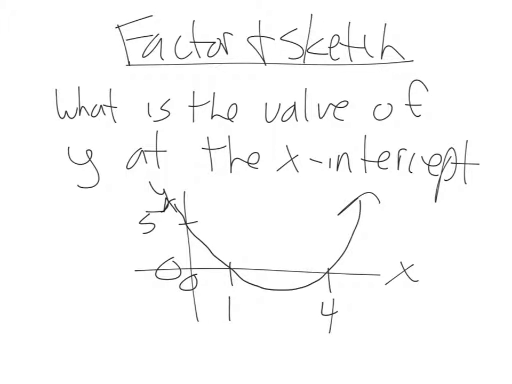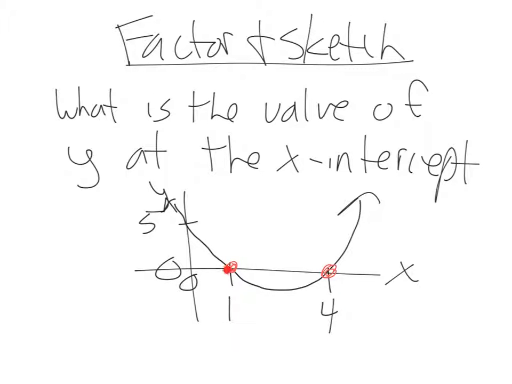So if we're looking at this, I'm looking right here. There's the x-intercept, right there. If I look across, well, what's the y value right here? Because this is the y-axis. The value of y is 0, right, at the x-axis. The value of y is 0.